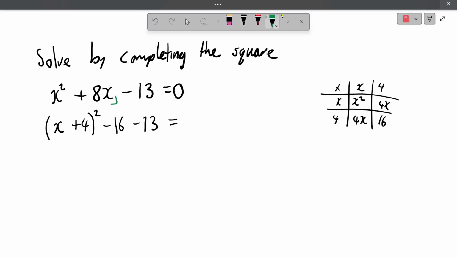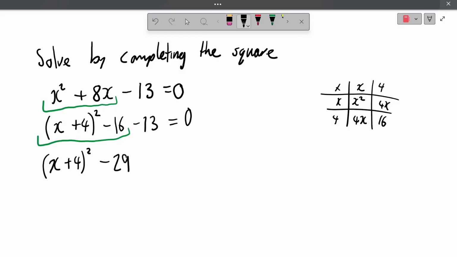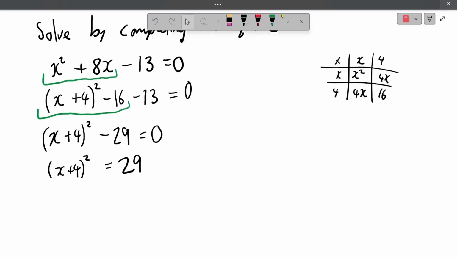So again, this bit here is this bit here, and that equals 0. We then have (x + 4) in brackets squared, minus 16 minus 13 is minus 29. That equals 0. We're going to put 29 on the other side by just adding it. So you have (x + 4) in brackets squared equals 29, and then we can get rid of the squared.